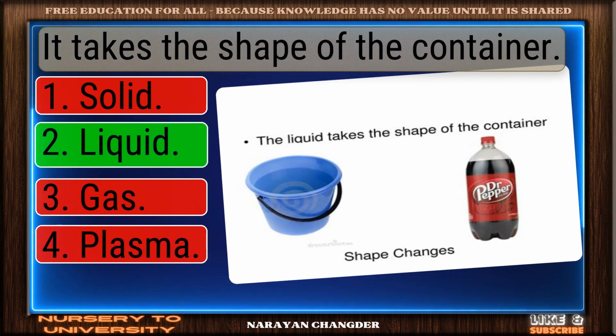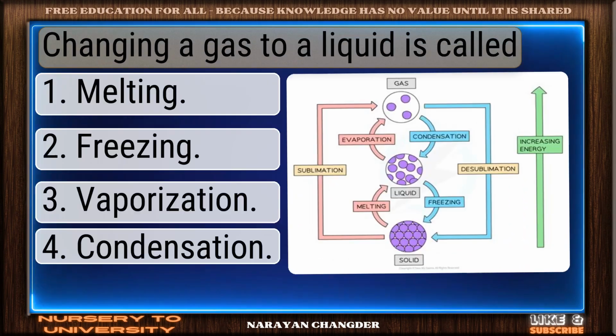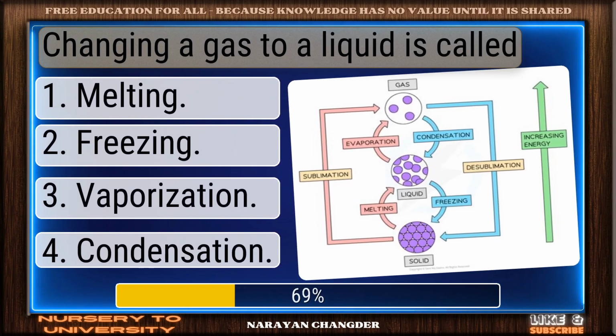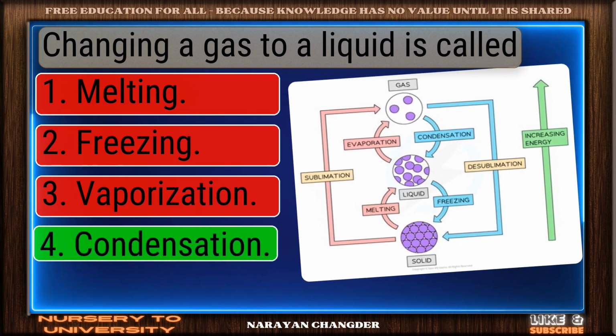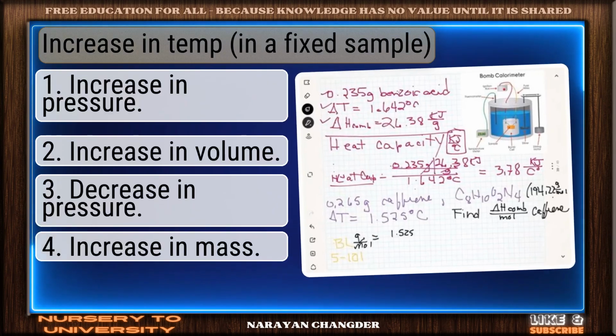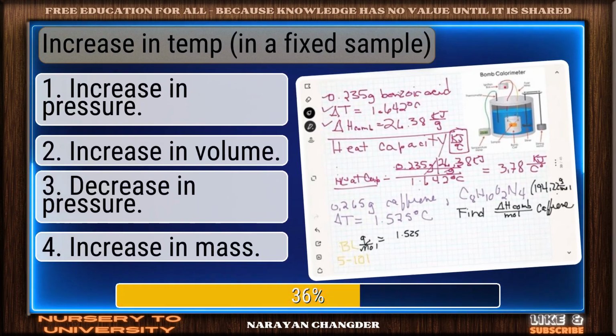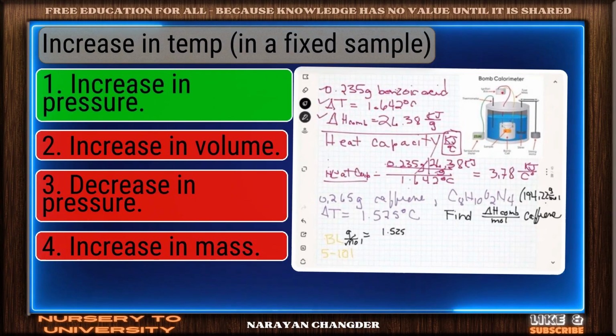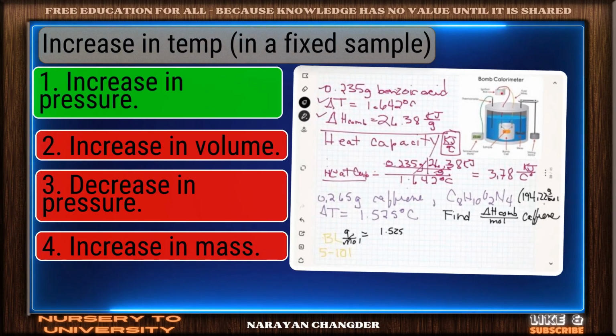Right choice. Liquid is the best answer. Changing a gas to a liquid is called... You're right. Condensation is the correct answer. Increase in temp. On track. Increase in pressure is the correct answer.